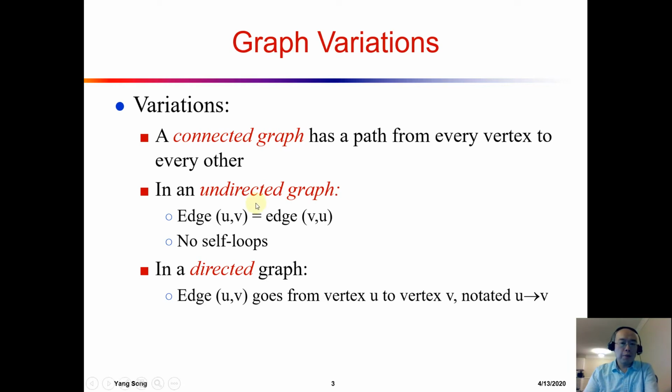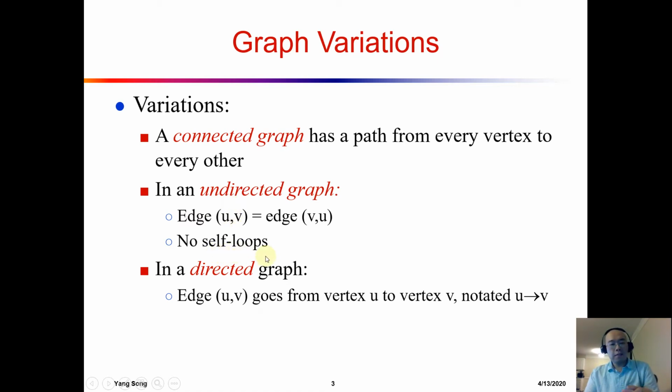And the next one, an undirected graph, and that is the edge between U and V is the same as the edge from V to U. If we pick a U and a V, there is only one path between U and V, and it is undirected. It doesn't matter if you go from U to V or from V to U, that is the same path. Okay, and another definition is, remember, for the undirected graph, there are no self loops.